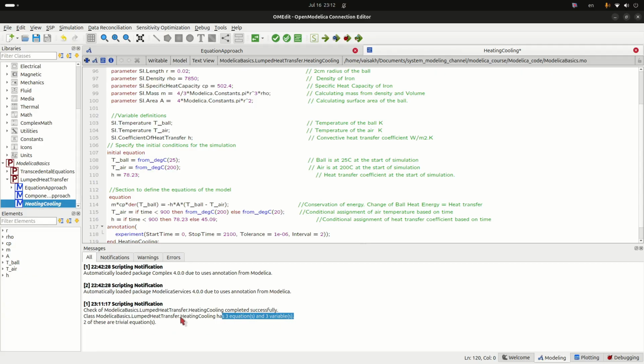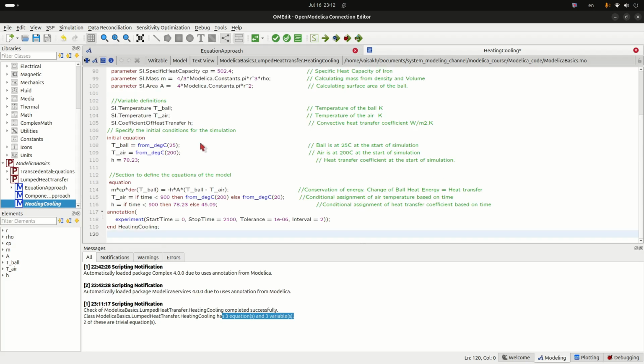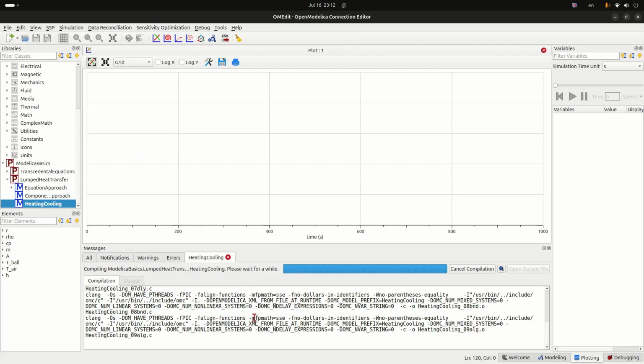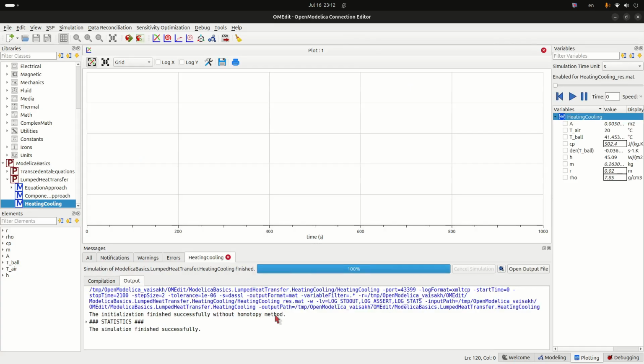So it's a balanced system and we are good to simulate it. Now to simulate, we can just click the green arrow mark which states to simulate. So I'm going to simulate. It may take a couple of seconds to compile and simulate the model depending on the complexity.